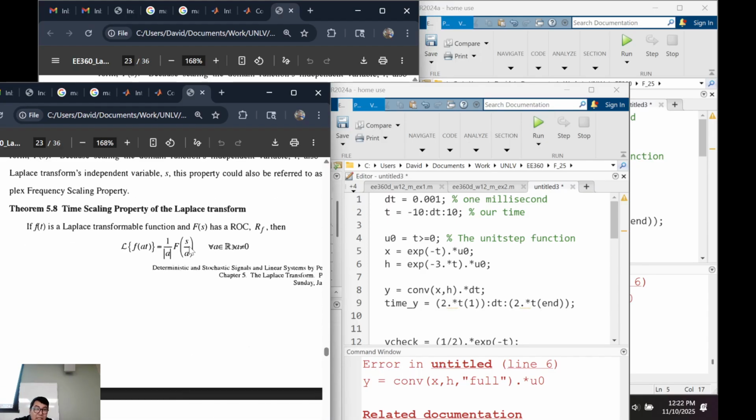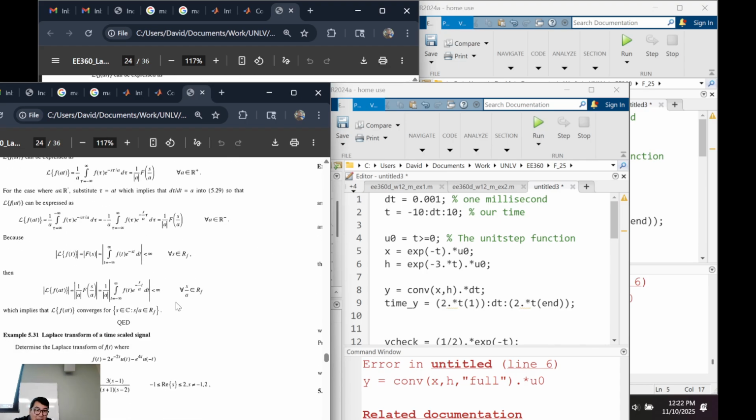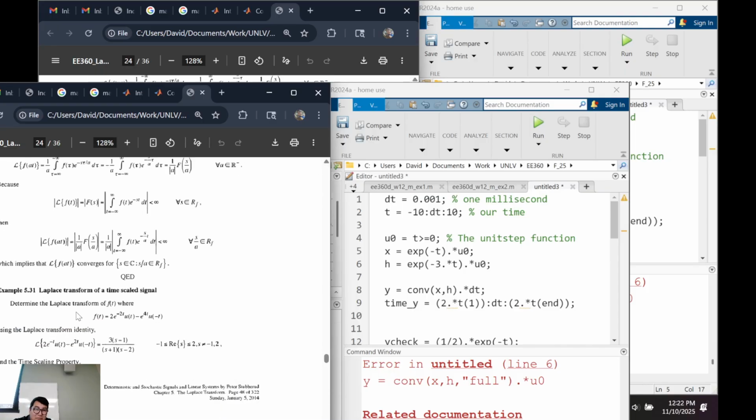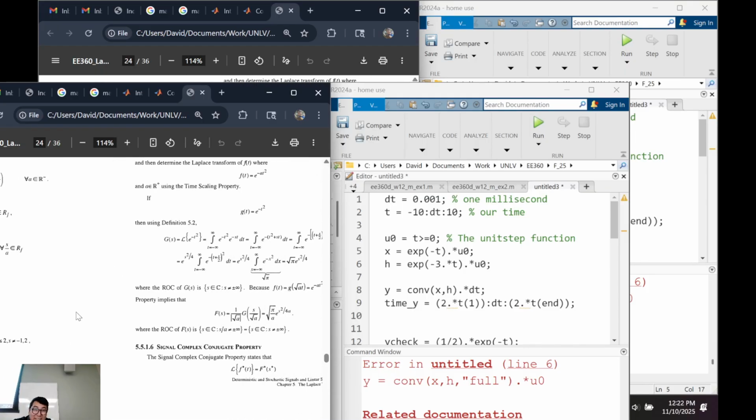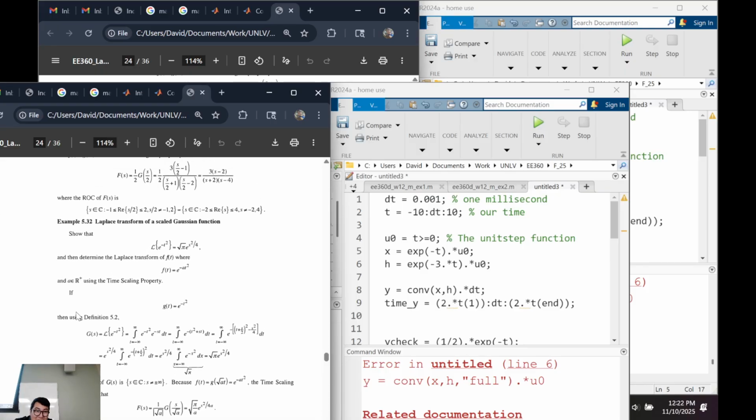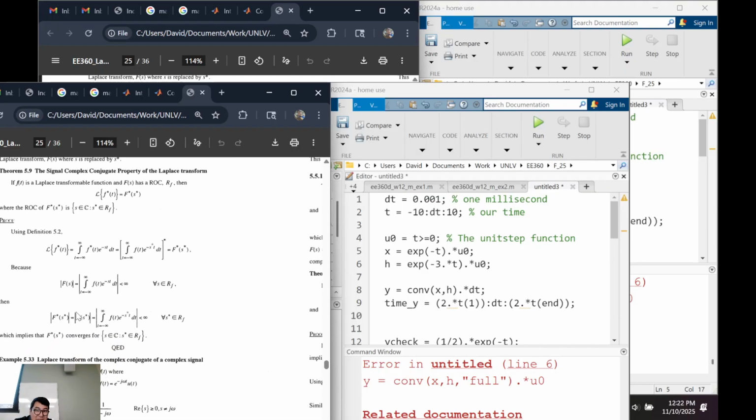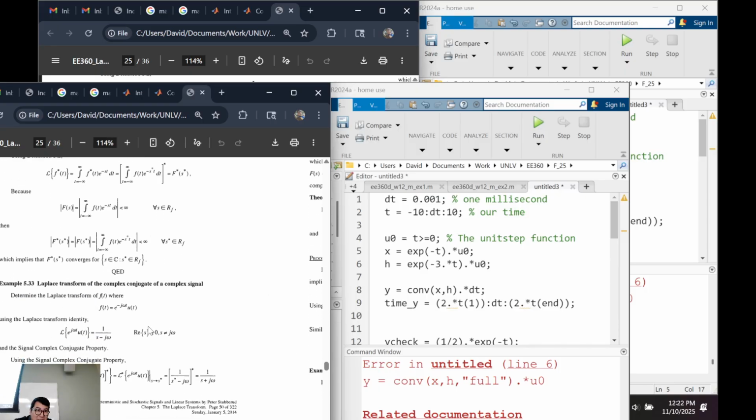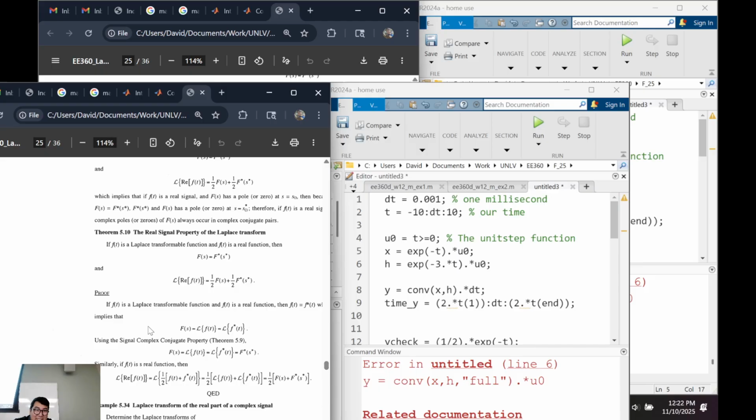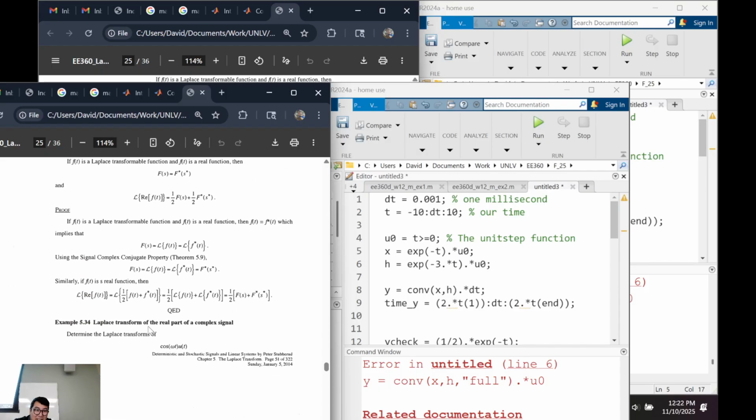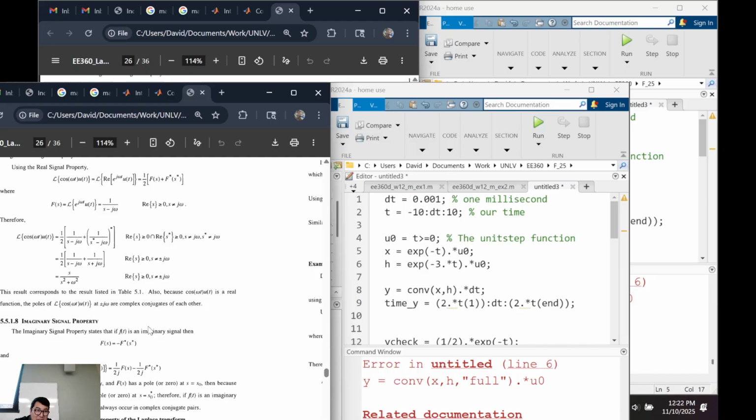Let me see. F of s. Let me see. Boom. Laplace transform of a time-scaled signal. Man, you guys got a lot of things going on. I'm going to go to the real stuff. Let's see. Laplace transform. Conjugates. Real signal property of a Laplace. Let's see. What else do I have?